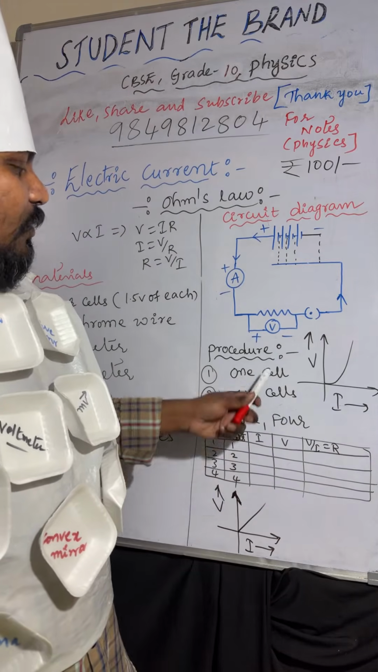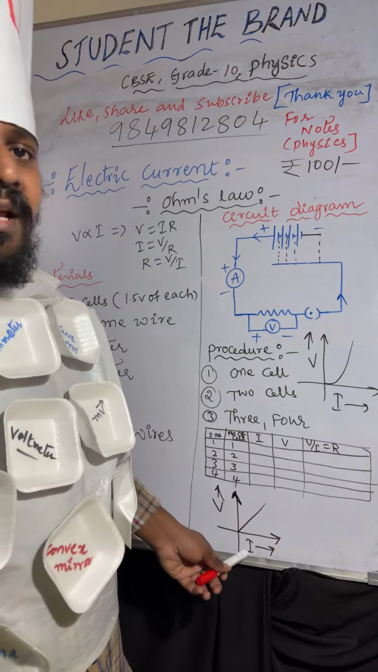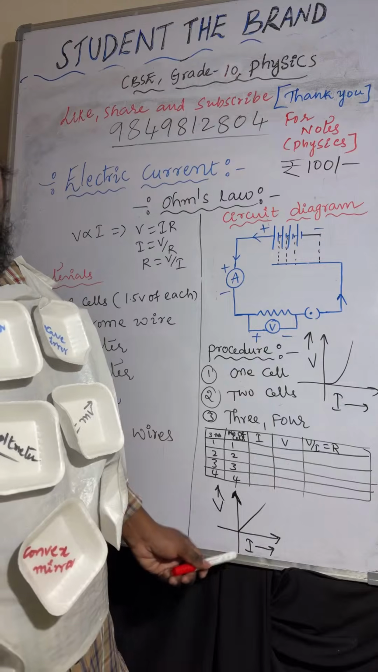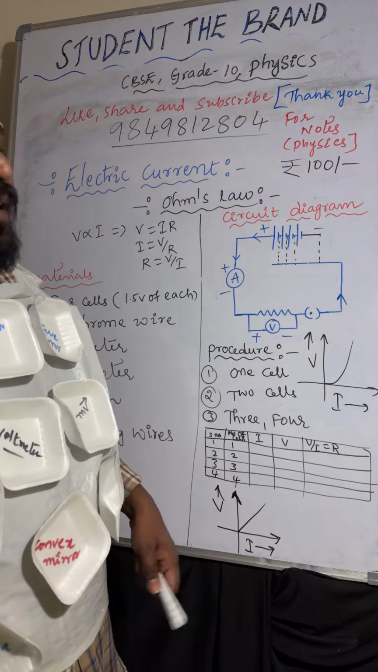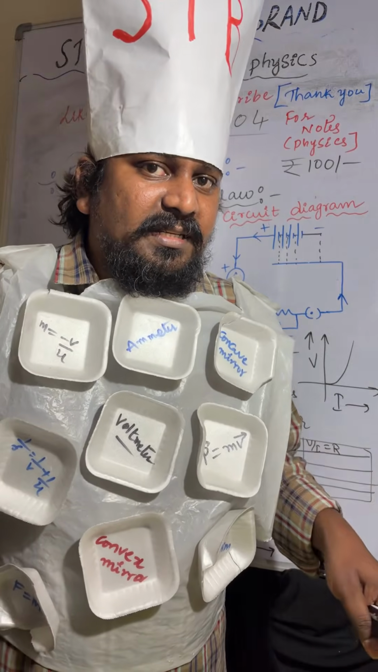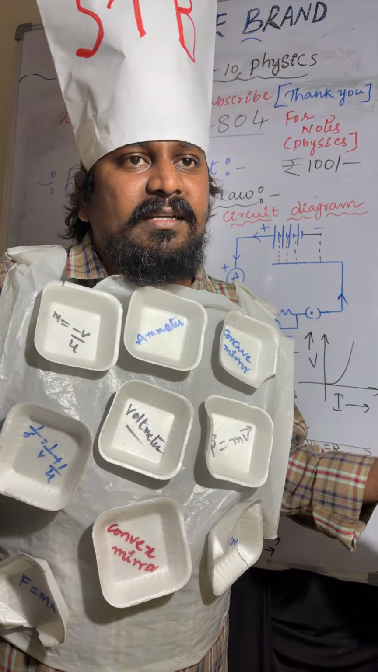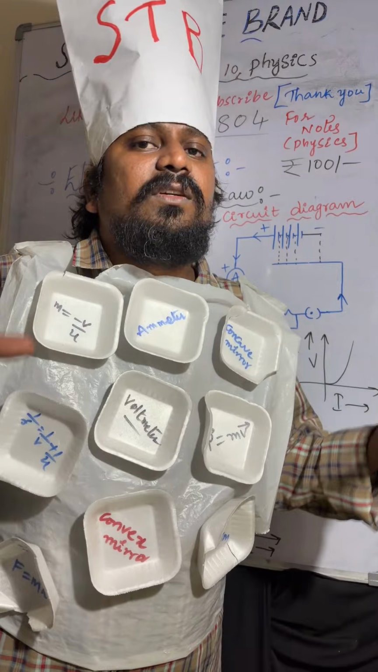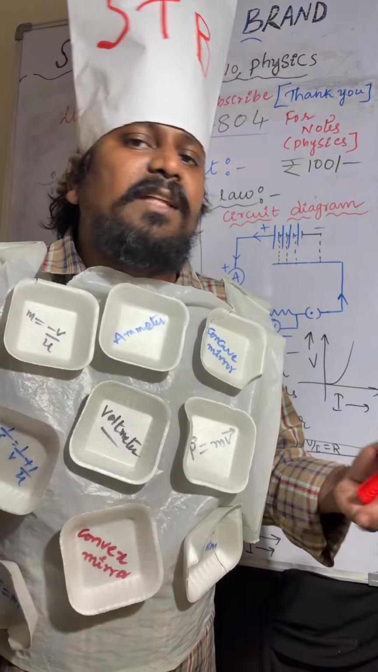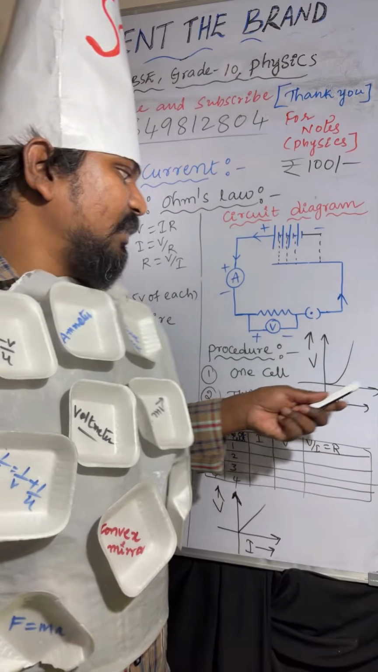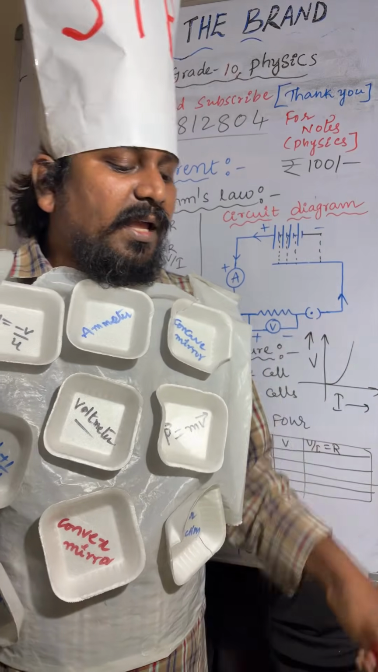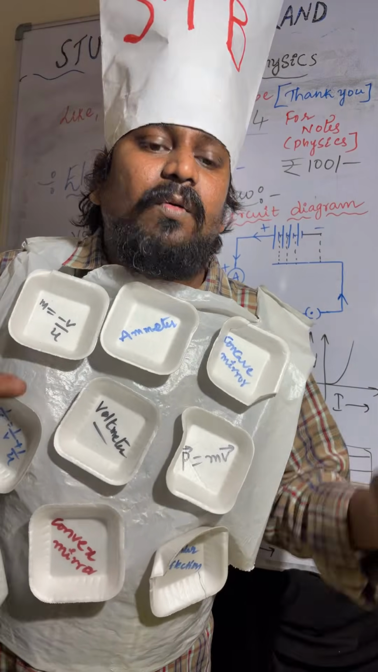Okay, so if you draw the graph for V and I, that is potential difference and current, the graph is a straight line starting from the origin. The graph is linear for ohmic conductors. The conductors which obey Ohm's law are called ohmic conductors. The conductors which do not obey Ohm's law are called non-ohmic conductors. So here you can see, for a non-ohmic conductor the graph is curved. Okay, so this is about Ohm's law.